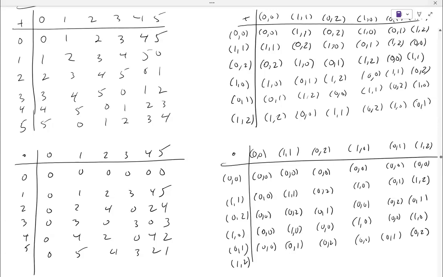The next row goes 0, 0, 0, 1, 0, 2, and then repeats. Final row should go 1, 2, 0, 1, 1, 0, 0, 2, and 1, 1.